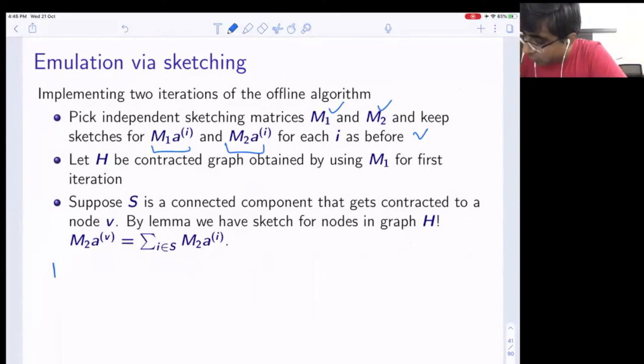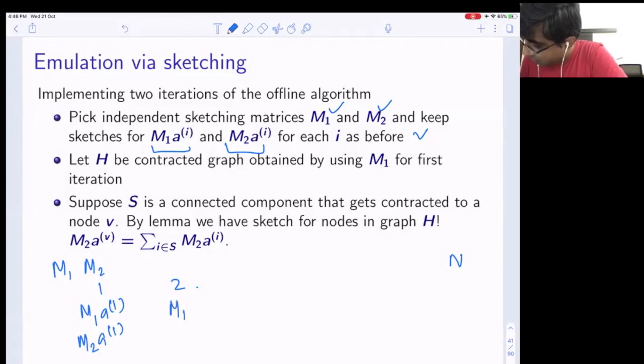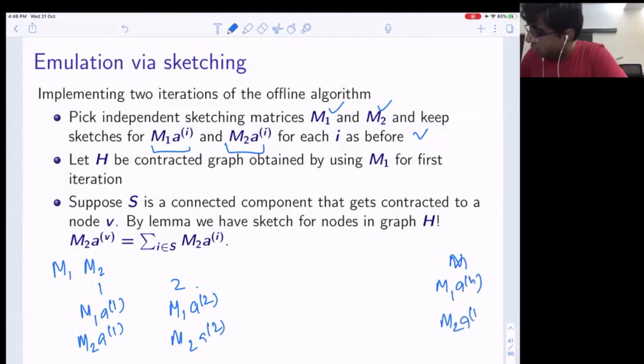We keep two matrices M1, M2, and for each vertex 1 to n, I'm going to keep M1A1 and M2A1, M1A2, M2A2, up to M1AN, M2AN. This is what I'm going to do.